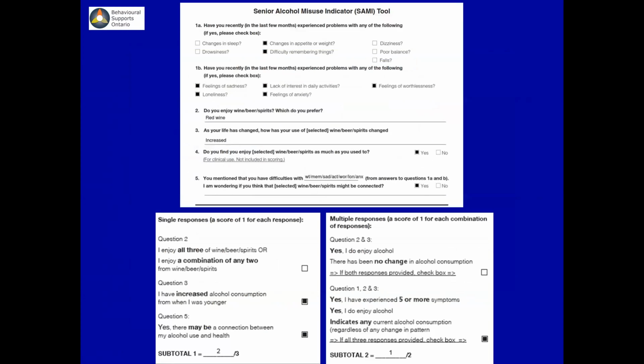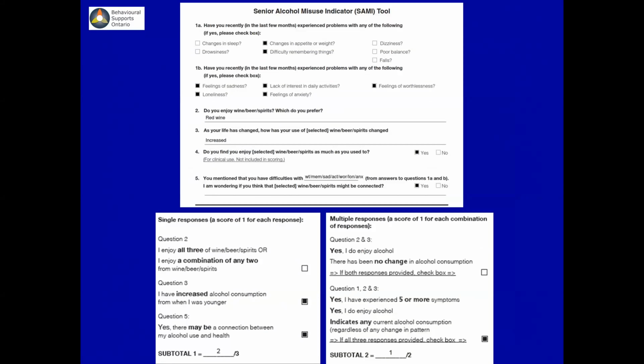So in the single responses, question 3 and question 5 were endorsed in that she increased her drinking, and she noted that there may be a connection between her alcohol use and her symptoms. So already she's got 2 from subtotal 1. And when looking at the multiple responses, the second one she endorsed. So she experienced 5 or more symptoms.